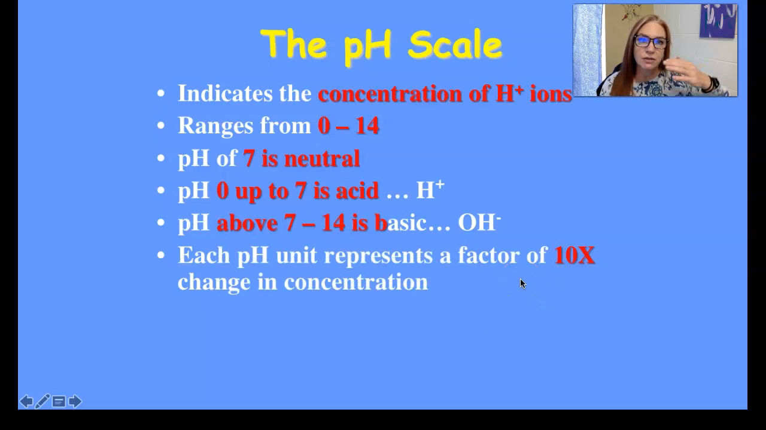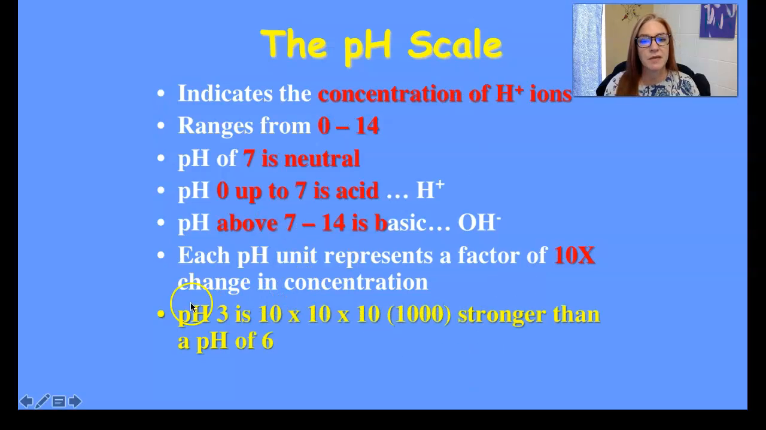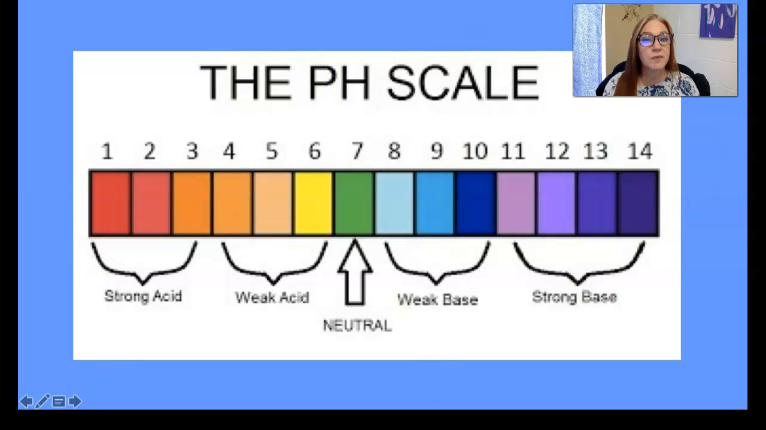And each pH unit that you go up represents a factor of 10 times the change in concentration. Okay? So if you have a pH of 3, it's 1,000 times stronger than a pH of 6. Okay. And here's what the pH scale looks like. So it goes from 1 to 14, 7 in the middle. That's neutral. That's pure water because there's the same amount of hydrogen and hydroxide ions.